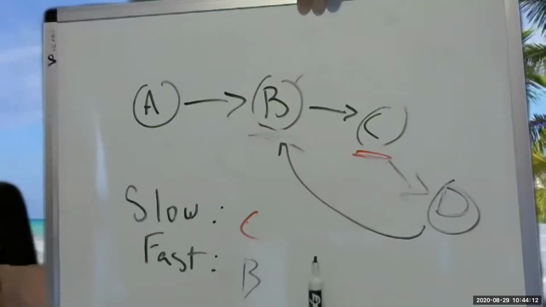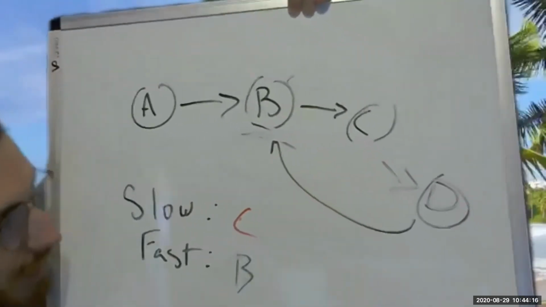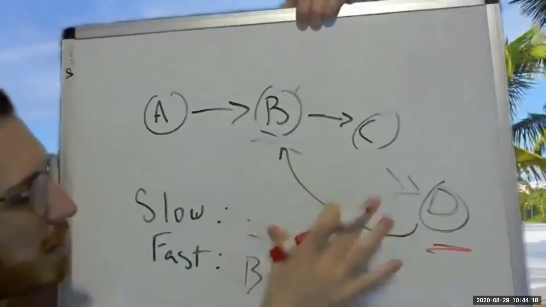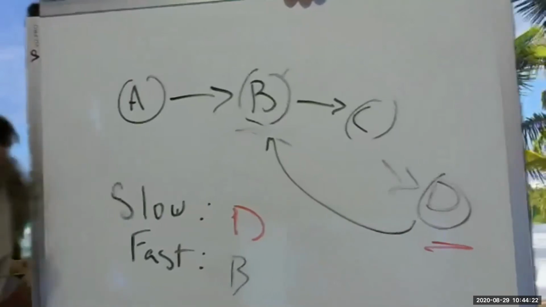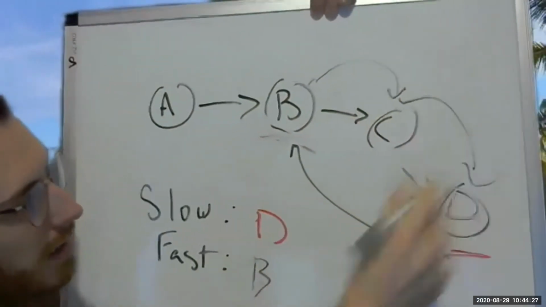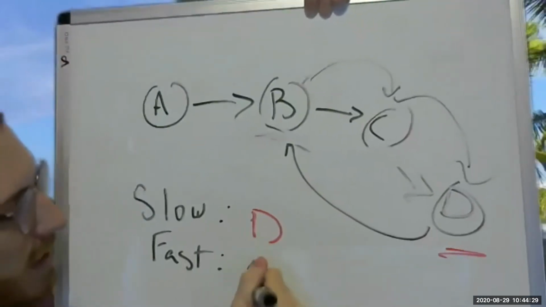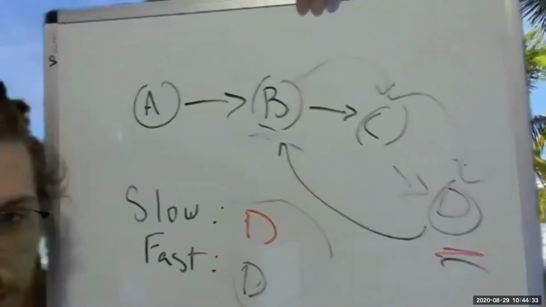Yeah. Okay, so now we got one more iteration, and so slow gets moved to D, right? And fast has to run. So fast goes from B to D. So now fast is also D. And then we know we have a cycle.